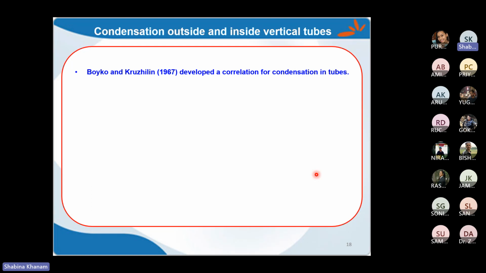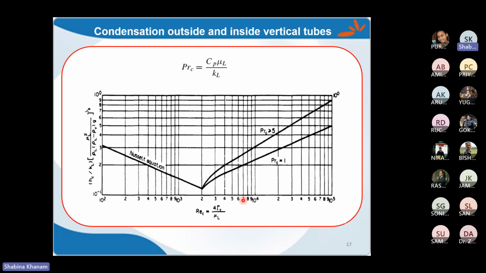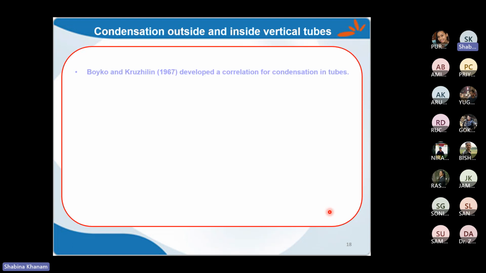So in that case, Boyko-Kruzhilin has given the correlation, and it does not mean that you don't need to use this. You need to calculate the heat transfer coefficient from this graph, as well as from this expression for inside. For outside condensation, only the graph will work. For inside, you need to calculate using both procedures, the graph as well as this correlation.